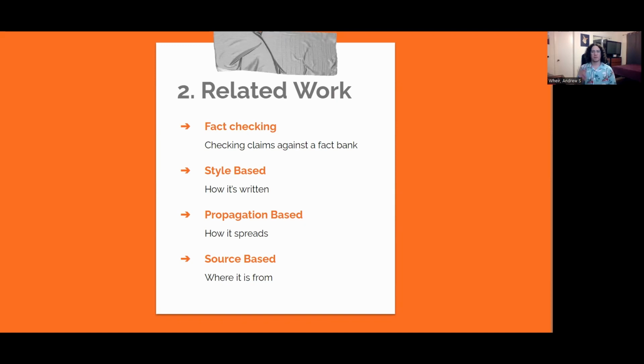For the related work, there are four main types of fake news detection algorithms. The first uses fact checking, which is checking the claims in a news article against a fact bank. This fact bank can be made automatically or manually by a team of experts or by crowdsourcing it. Fact checking is very useful for these types of algorithms, but it's hard to verify facts when the news is very fresh, because the facts are brand new.